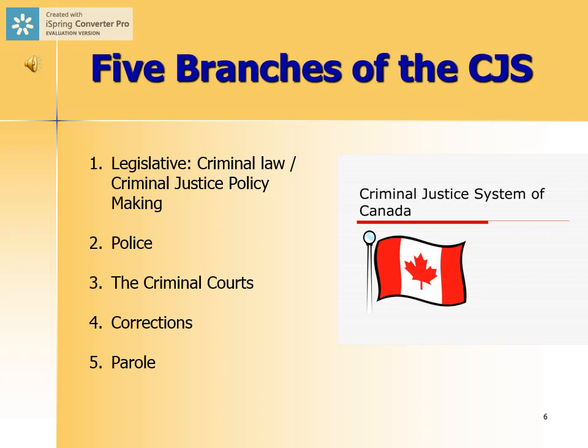There are five main branches that make up the Canadian criminal justice system, or any criminal justice system for that matter. There is the legislative branch, which is involved in creating criminal justice policy and more specifically criminal law. There's the police, there's the criminal courts, there's corrections, and then there's parole.